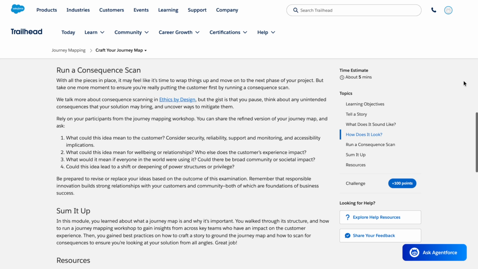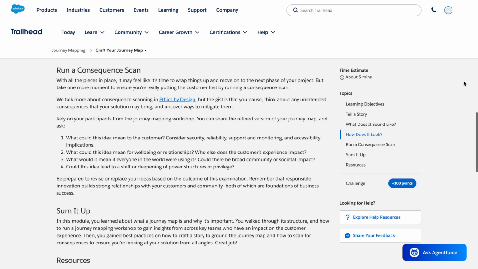What would it mean if everyone in the world were using it? Could there be broad community or societal impact? Could this idea lead to a shift or deepening of power structures or privilege? Be prepared to revise or replace your ideas based on the outcome of this examination. Remember that responsible innovation builds strong relationships with your customers and community, both of which are foundations of business success.